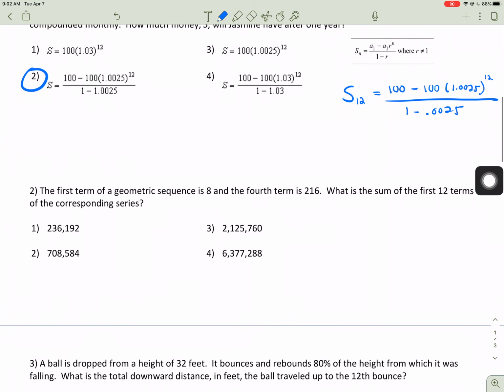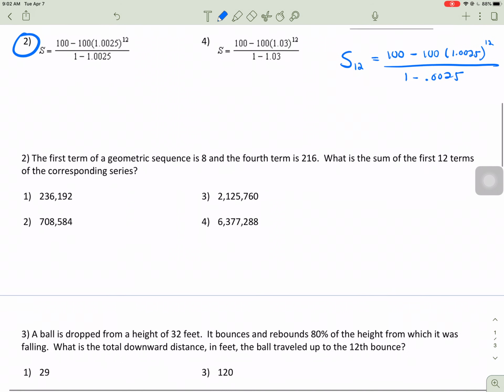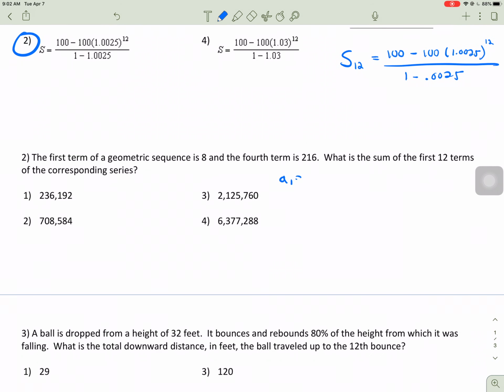All right, so number 2. The first term of a geometric sequence is 8, and the fourth term is 216. What is the sum of the first 12 terms of this series? Well, first off, I got to find out what the ratio is we're multiplying by each time. You could do a little guess and check. You do 8 times 2, which is 64, times 2 is 128, times 2 is 250. It's not, like, you got to figure out what it is.